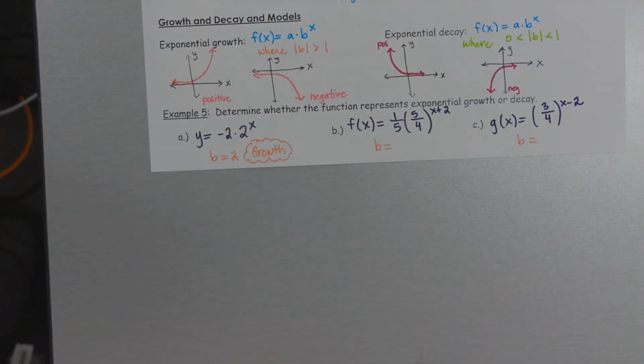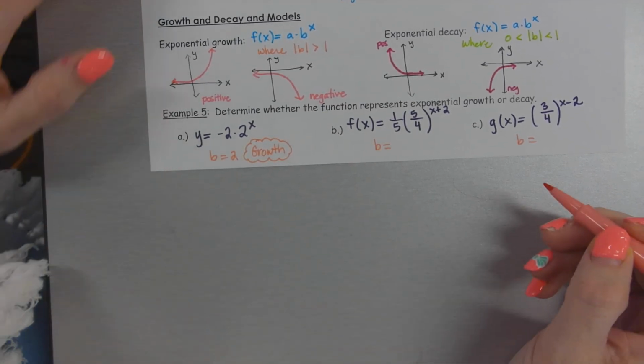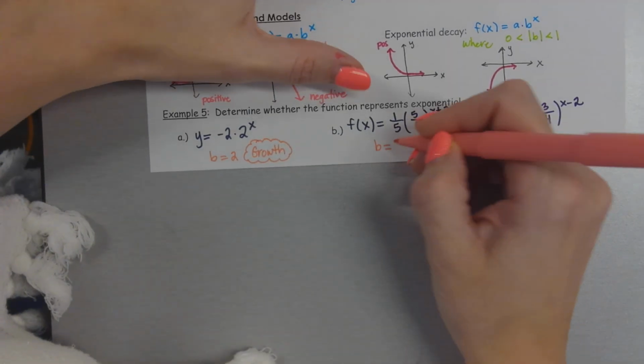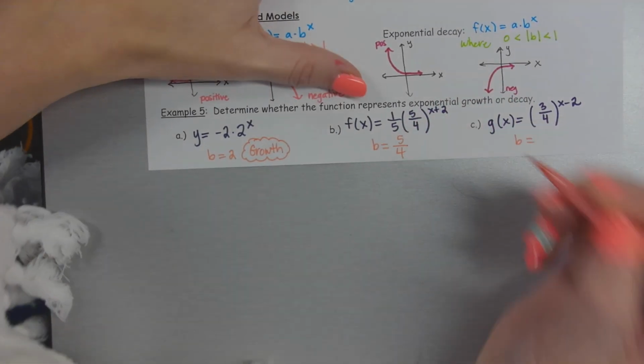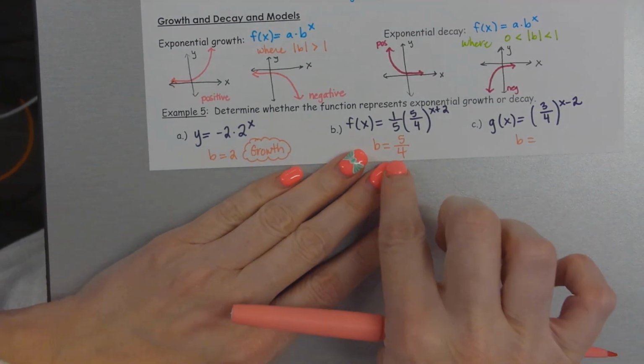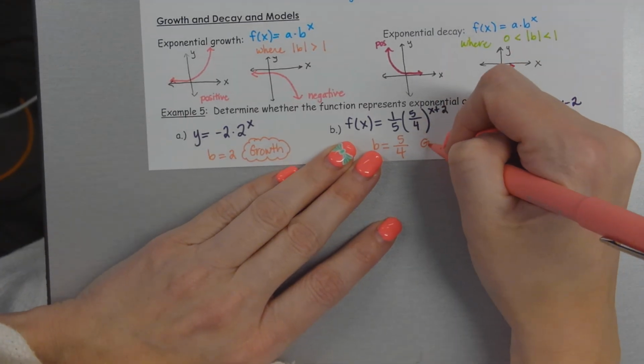All right, and then James, what did you get for the base for B? Say it again. There you go. Okay, yep. So 5/4. Based on that, is it going to be growth or decay? Great. Okay, so this is greater than 1. 5/4 is greater than 1, so that's going to be growth as well.